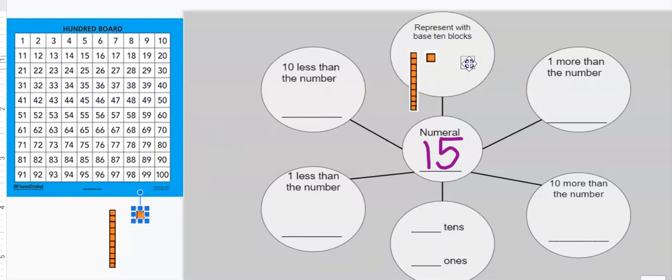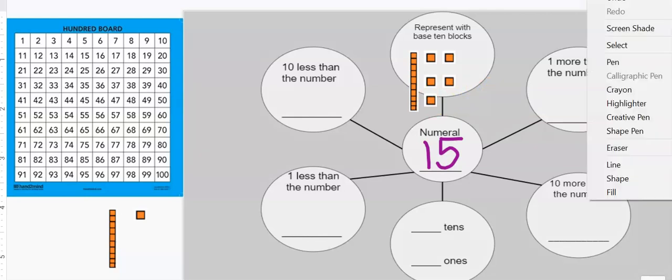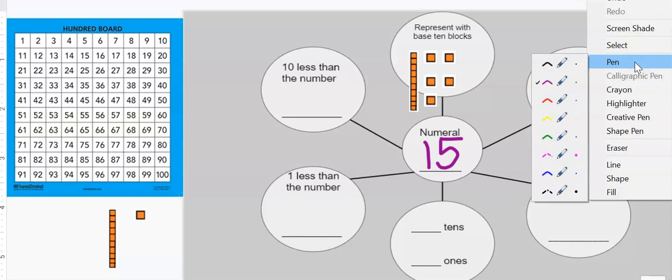So there's 10, 11, 12, 13, 14, and 15. So let's make sure we're going to be really precise here. 10, 11, 12, 13, 14, 15. Very good. Okay, so now we are going to keep going.